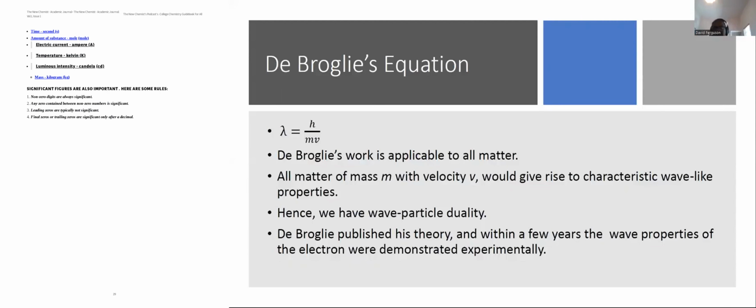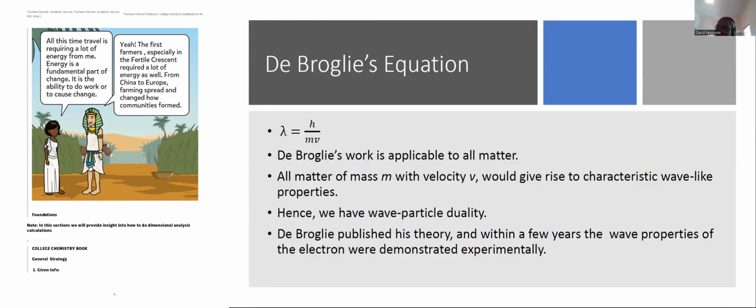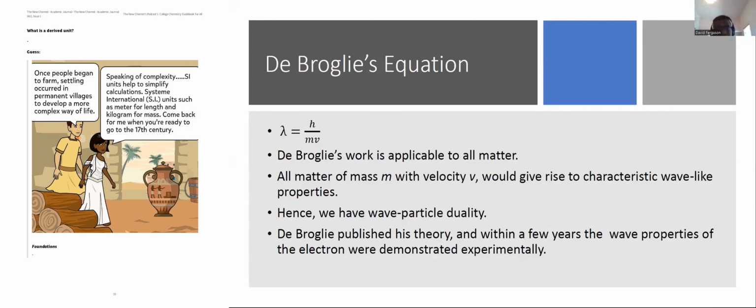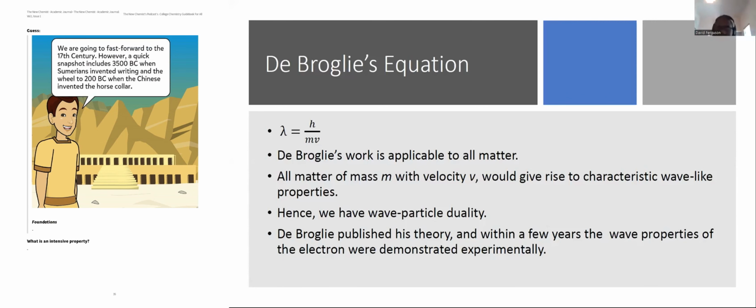So de Broglie's work, let's break it down. Okay, so de Broglie's equation is stated as lambda equals h over mv. His equation relates the wavelength of the particle, the wavelength of the thing you're looking at, to the momentum of the particle. It relates wavelength, mass, velocity, and Planck's constant. That's the thing that it really relates.